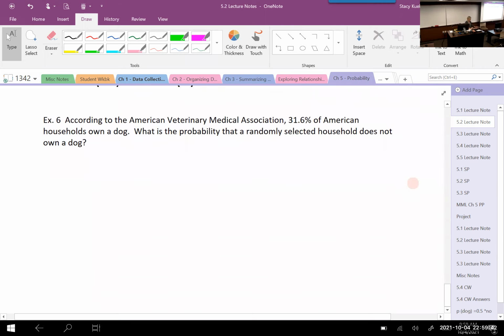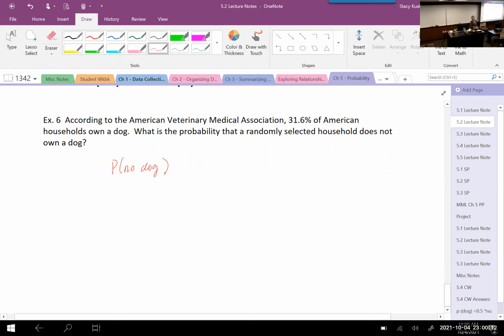So one of the examples that we can look at here says, according to the American Veterinary Medical Association, 31.6% of American households own a dog. What is the probability that a randomly selected household does not own a dog? This is the classic example for a complement. So what's the probability of no dog? That's what we're looking for.